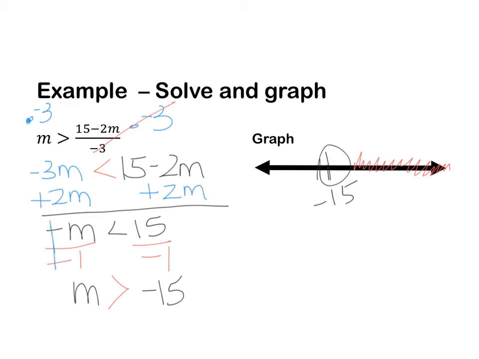Alright, here's what I got. Did you get the same thing? If you didn't, go back and check your work. Two places where you might have made a mistake is when you multiplied both sides by negative 3, you may have forgotten to flip your inequality.